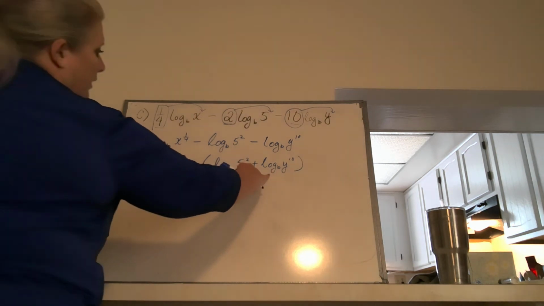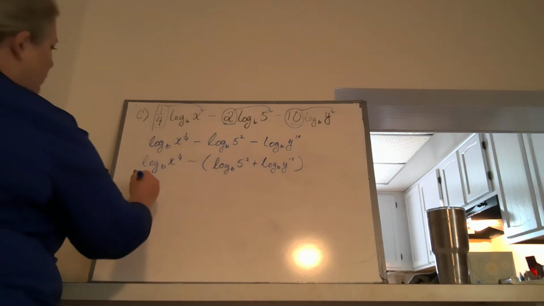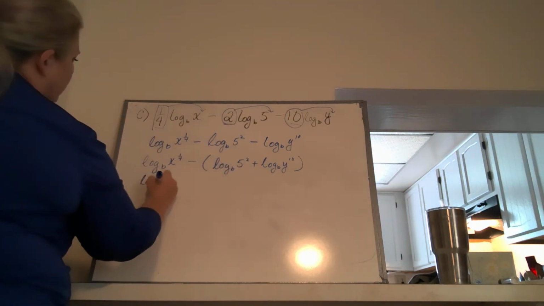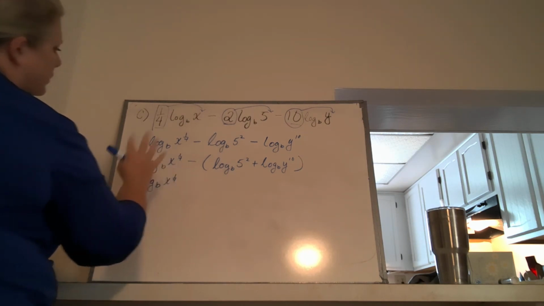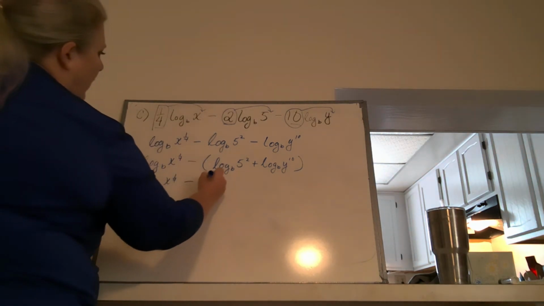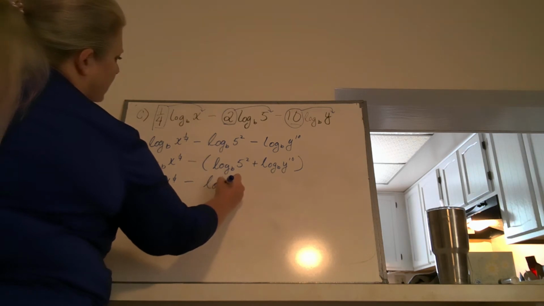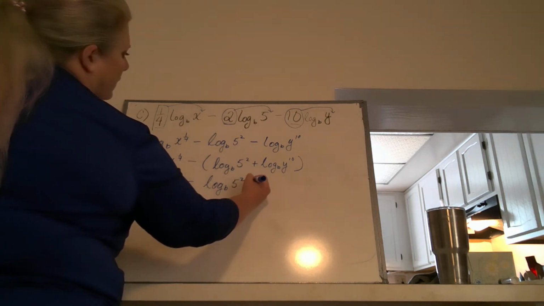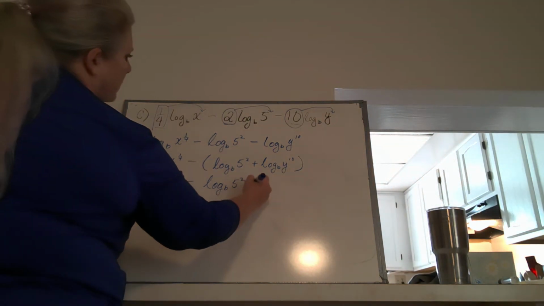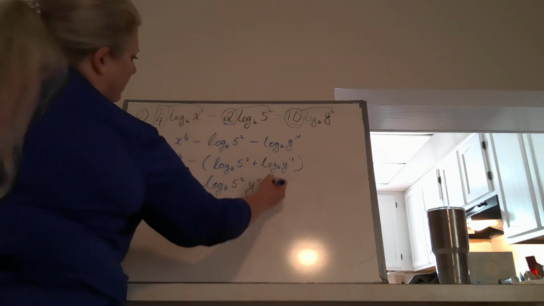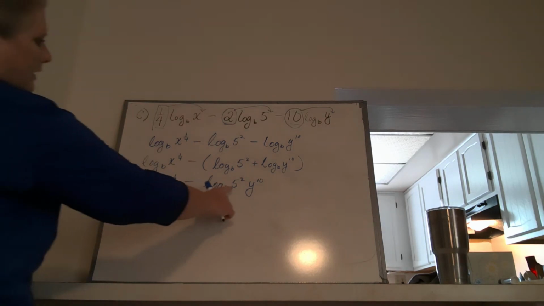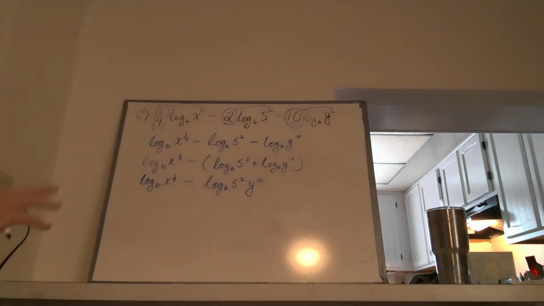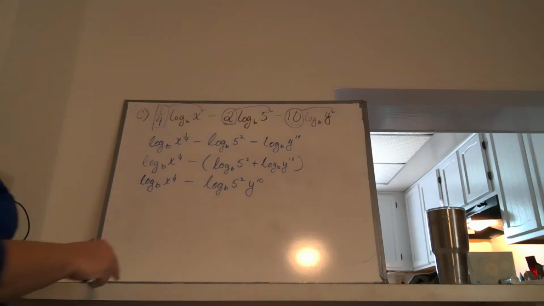So now I'm going to deal with this here. This log base b of x to the 1/4 is just brought along for the ride, minus the log base b of 5 squared times y to the 10th. Okay, we can definitely change that 5 squared to 25. I'll do that in the next step.